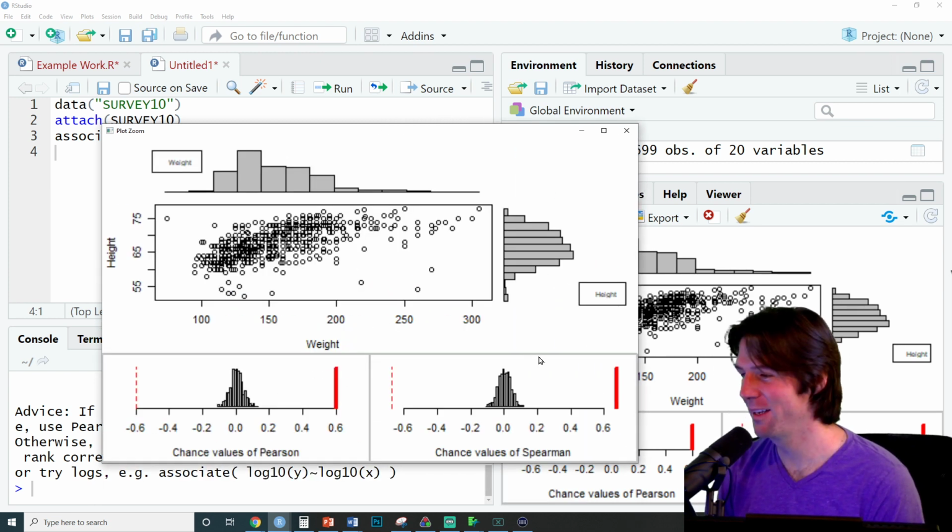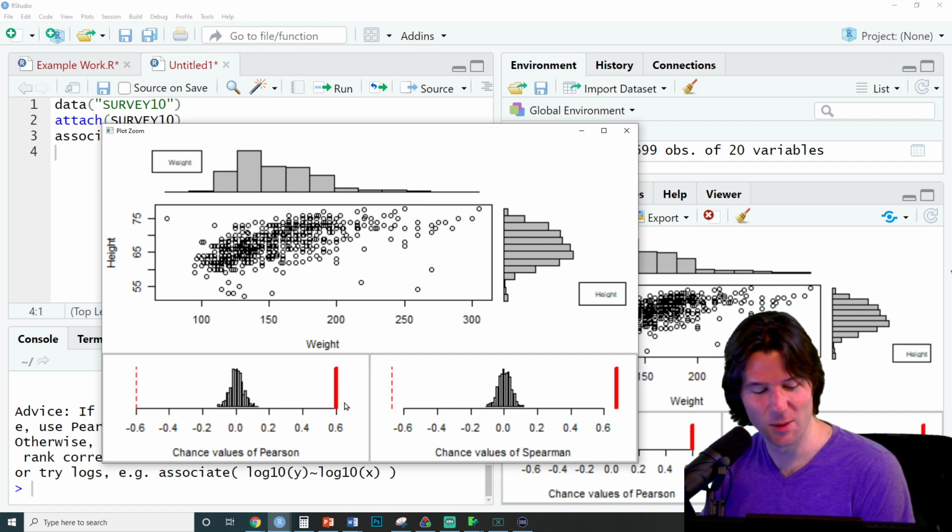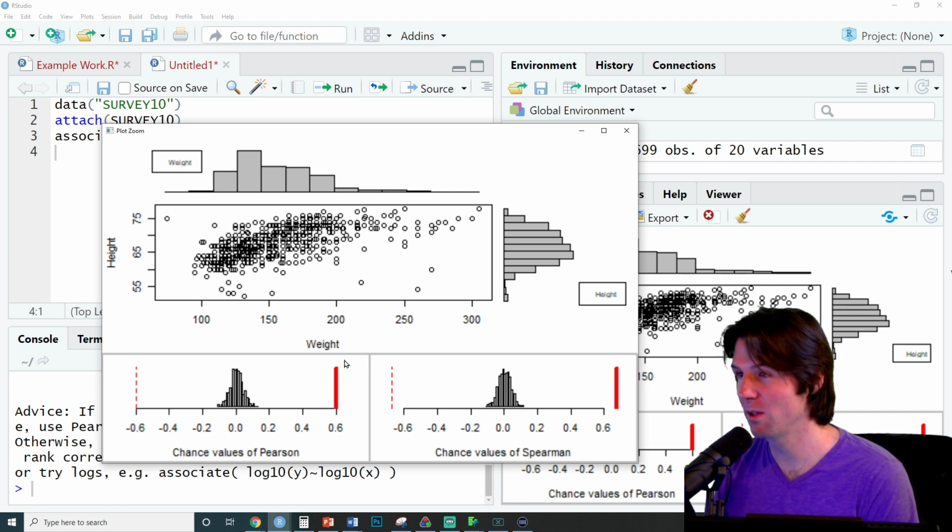So what we have right here is p-values, and the p-values right here are going to be close to 0.